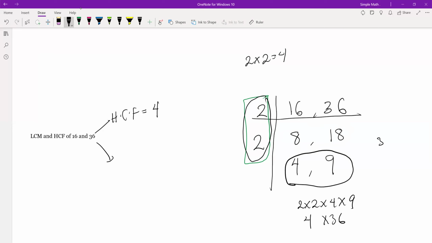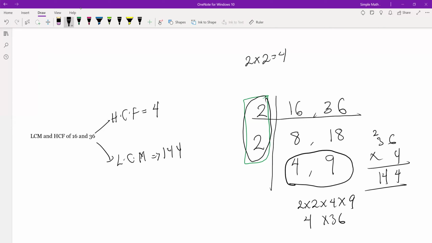So 36 times 4. I'm just going to multiply it manually. 6 times 4 is 24. 4 times 3 is 12, plus 2 that's 14, so 144. So you can see the HCF of 16 and 36 is 4. The LCM of 16 and 36 is 144.